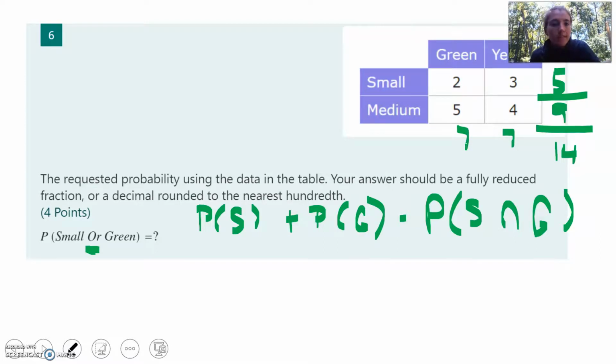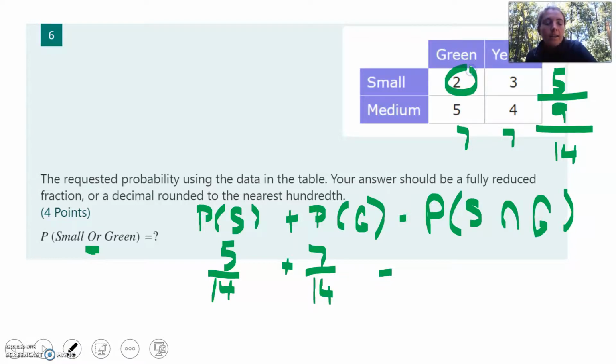So probability of small is 5 out of 14, plus probability of green is 7 out of 14, and then the overlap, what we need to subtract out, is small and green, which is those 2, minus 2 out of 14. So that is 10 out of 14, which reduces to 5 over 7.